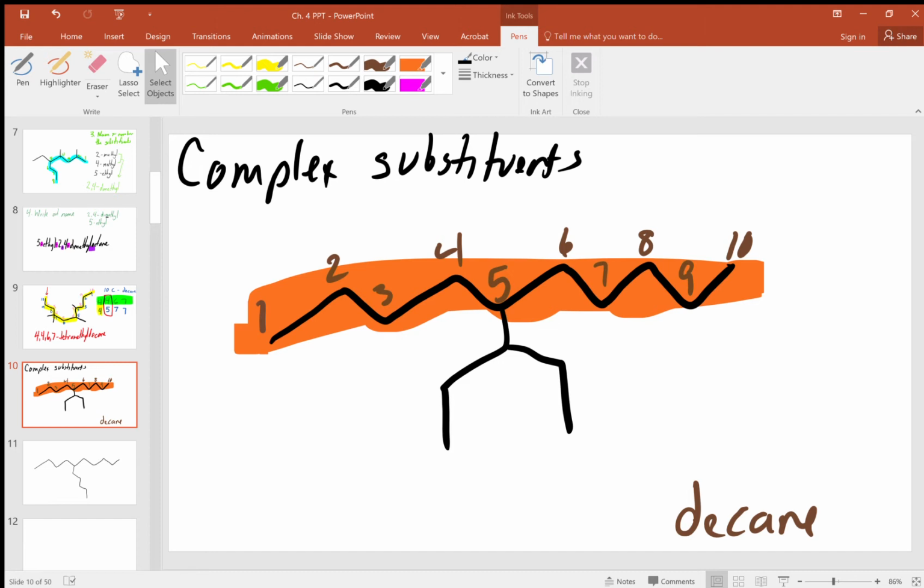So what we have to do for a complex substituent like this is we treat the substituent as if it's its own molecule. So if we call the carbon where the substituent attaches to the parent as the first carbon of the substituent, what becomes the longest chain? Well, in either direction, we could have a 3-carbon chain. So that would be propyl.